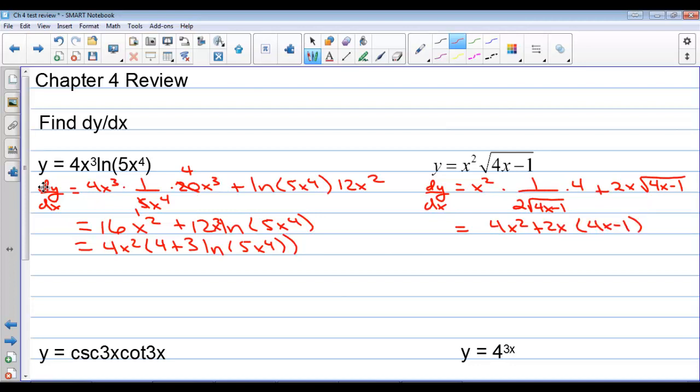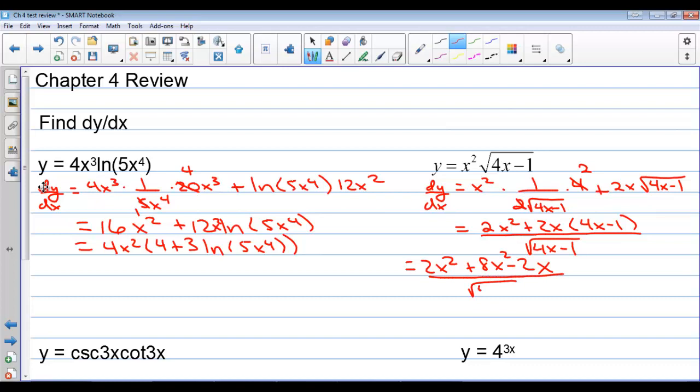Oh, no. Let's back that up, because I can make this a little simpler. We can cancel the 4 and the 2. Make that a 2. So now we have 2x squared plus 2x times 4x minus 1, and that's all over the square root of 4x minus 1. On the second one, that's what you get when you do the common denominator, when you multiply by the square root of 4x minus 1. We have 2x squared plus 8x minus 8x squared minus 2x over square root of 4x minus 1. And then we have 10x squared minus 2x over square root of 4x minus 1.